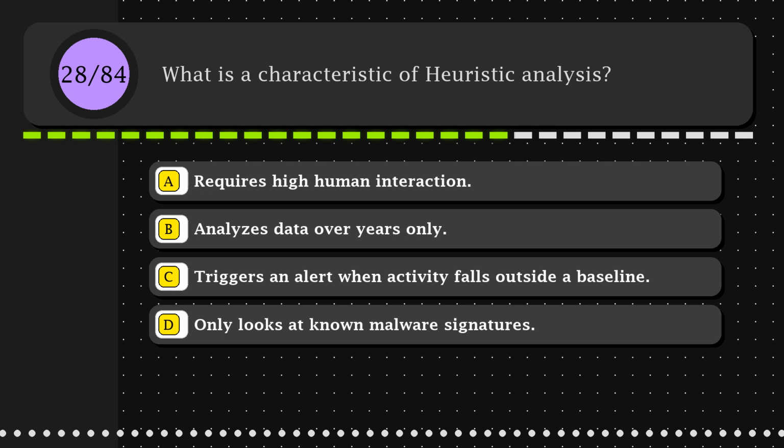Option A, requires high human interaction. Option B, analyzes data over years only. Option C, it triggers an alert when activity falls outside a baseline. Option D, only looks at known malware signatures.